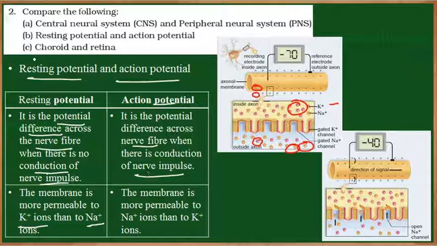So when an action potential is present, or when a nerve impulse is present, the inside of the axon becomes positively charged and the outside becomes negatively charged. That means at this time, when the nerve impulse is carried, the axon membrane becomes more permeable to sodium ions than to potassium ions.